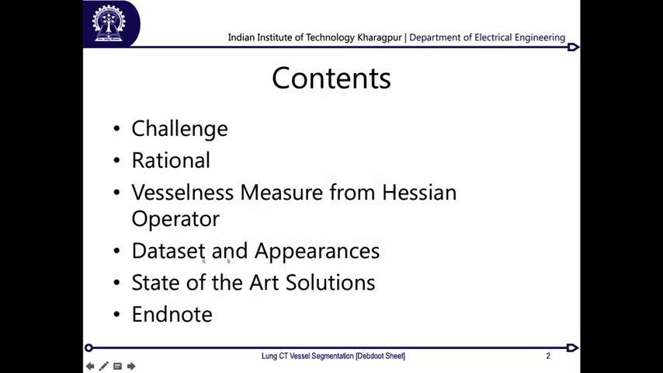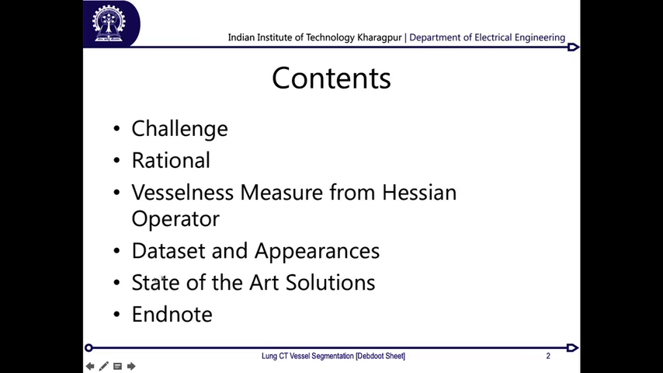From there I would describe this particular data set from the challenge we are speaking about, and the different appearances of vessels as you would see either on slices or on total volumes, and even make you aware of what different kinds of ambiguities may arise. Then we have a tabular comparison of state of the art solutions from the paper which was published on this particular challenge, and with that I would come to an end note with a reference to the paper about which I am discussing.